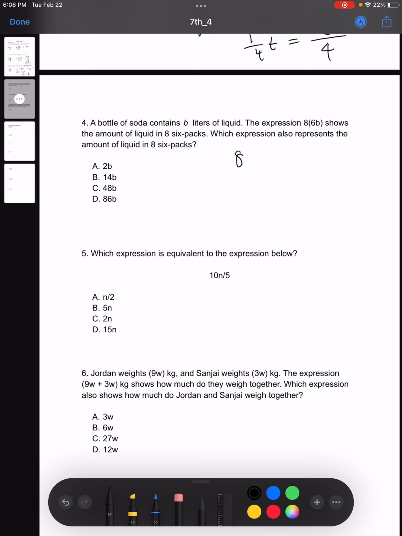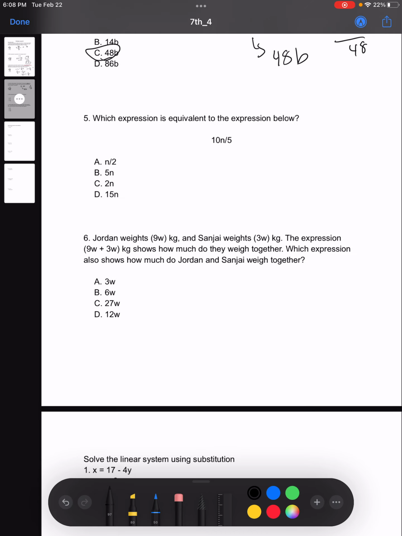We have the expression 8 times 6b. What we can do again is just multiply the two numbers, or the non-variables, together. We know that 8 times 6 is 48, so this just means our answer would be 48b. This would mean our answer is C.